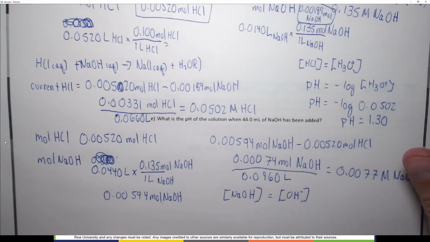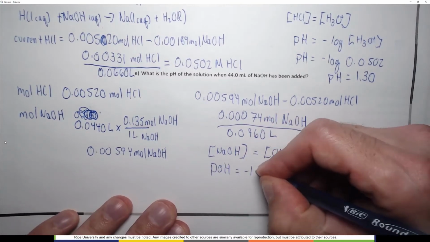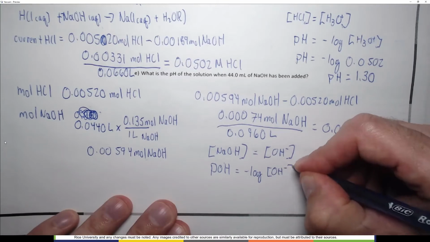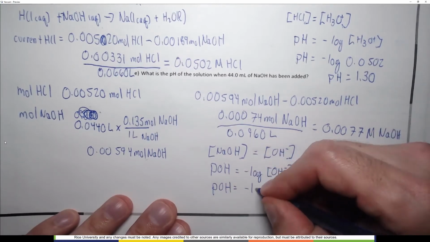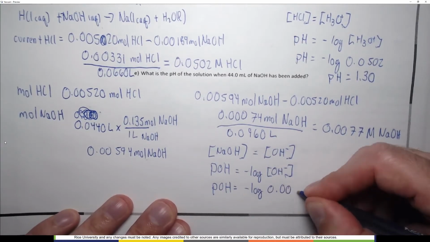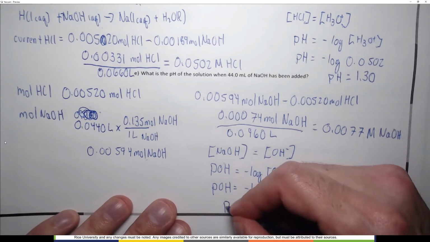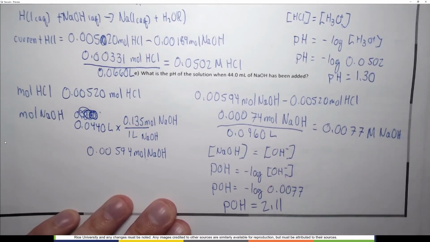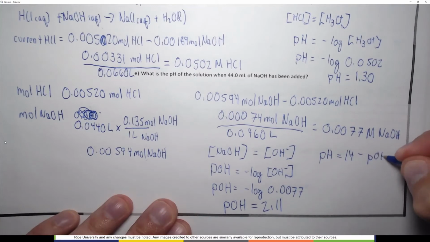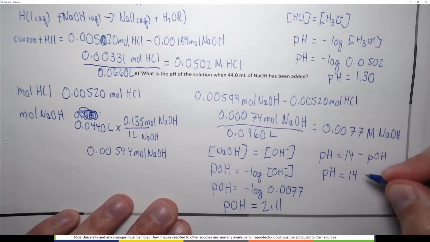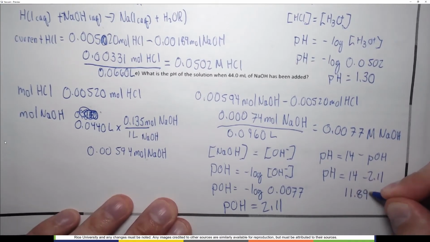So what I can find here is the pOH. The pOH equals the negative log of the concentration of OH minus. This is the concentration of OH minus. So the pOH equals the negative log of 0.0077 molar. Then, when we do that math, we find that the pOH equals 2.11. And if you remember from the previous chapter, pH equals 14 minus the pOH. So pH equals 14 minus 2.11, which is 11.89.